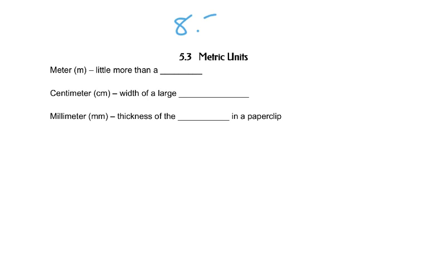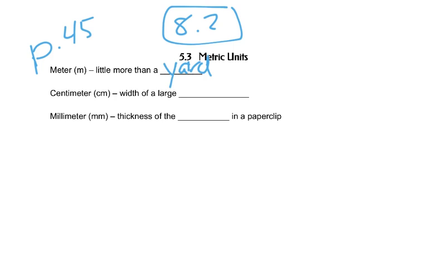So this is our 8.2, and we're now on the top of page 45. We'll look at the metric units in this section. So first of all, just to get an idea, a meter is a little bit more than a yard. A centimeter is about the width of a large paper clip. And a millimeter is about the thickness of the wire in that paper clip. Okay, that's just to give you a frame of reference for metric units.